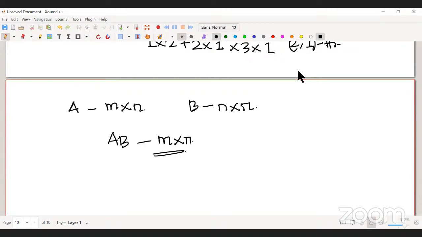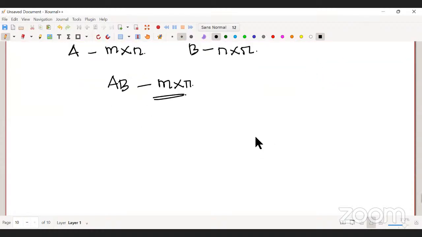So the next two things I'll discuss: one is the determinant of a matrix, and one more thing is minor and cofactor.